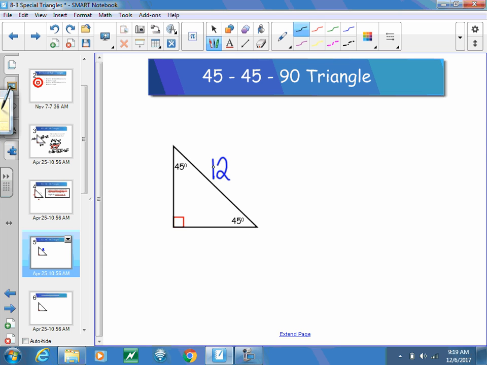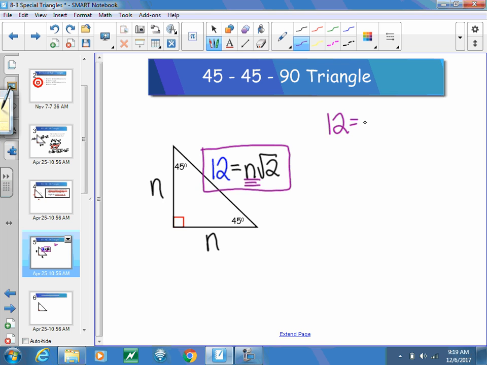This is a little bit more challenging because when we look at the 12 here, it's not in the form of a square root of 2. And we know that the two legs here are going to be that n part. Well, what I've done here is create an equation that you could solve for the value of n. So if 12 is equal to n square roots of 2, we could divide both sides by the square root of 2. So n equals 12 divided by the square root of 2.